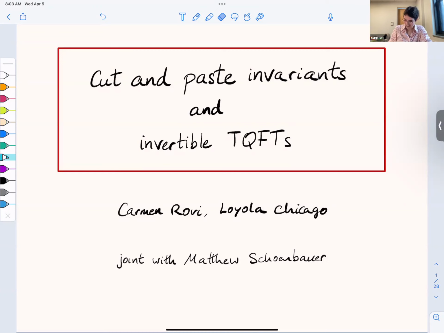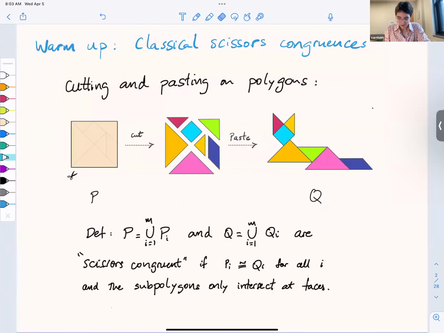Okay, so let me get started with an introduction. First of all, let me give you a little bit of a warm-up of what the notion of cut and paste means, or what the classical scissors congruence means. Because in this talk, we're going to be focusing on manifolds, but the notion of cutting and pasting is actually a much more general idea that occurs also in geometry, and it can be from very complicated notions to actually very classical, going back even to the Greeks.